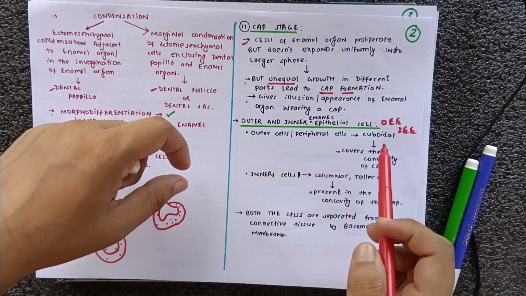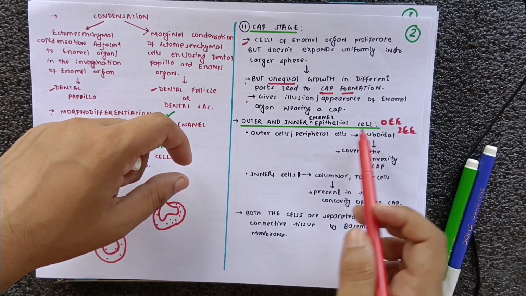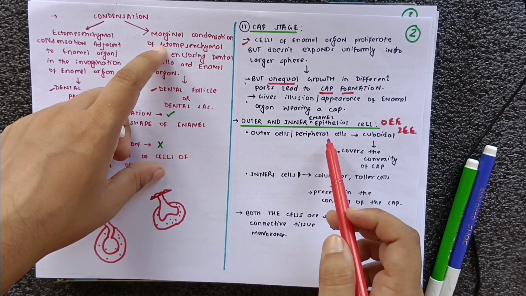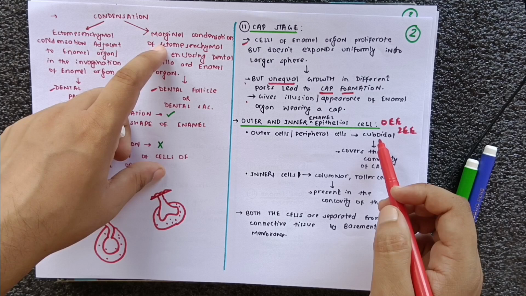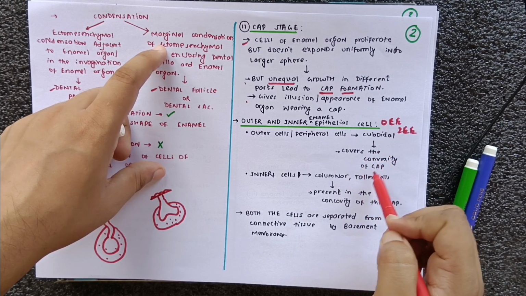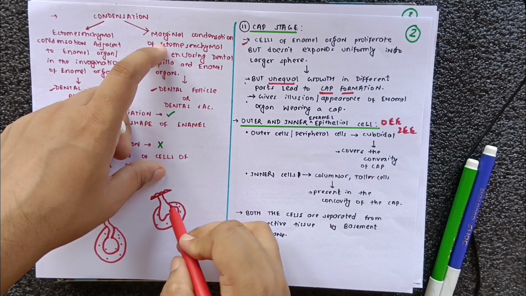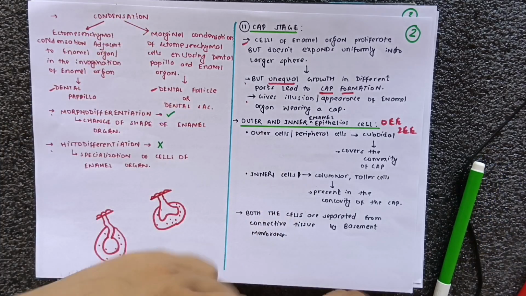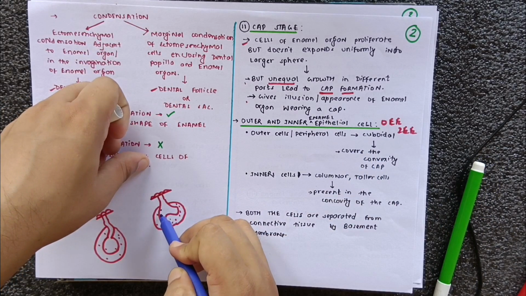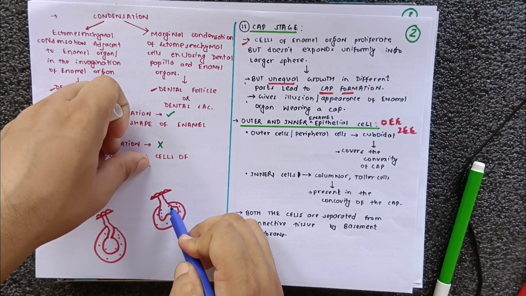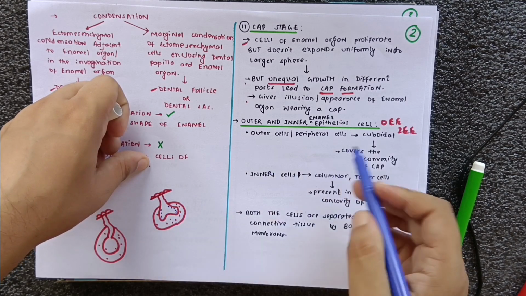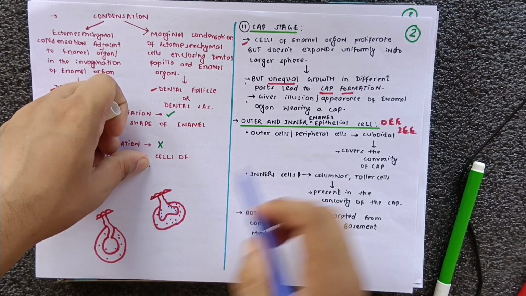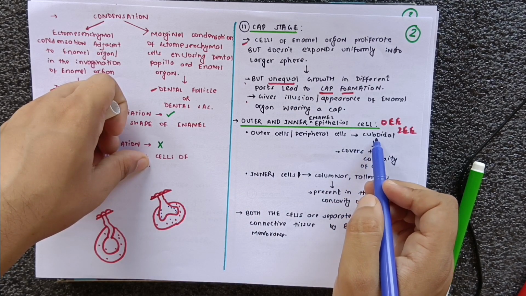But here you can see there is an outer enamel epithelial cell and an inner enamel epithelial cell. The outer enamel epithelial cells, or the peripheral cells, are cuboidal, and they cover the convexity of the cap. I'll show you with another pen. So this is the convexity. This convexity of the cap stage enamel organ has cuboidal type of cells.